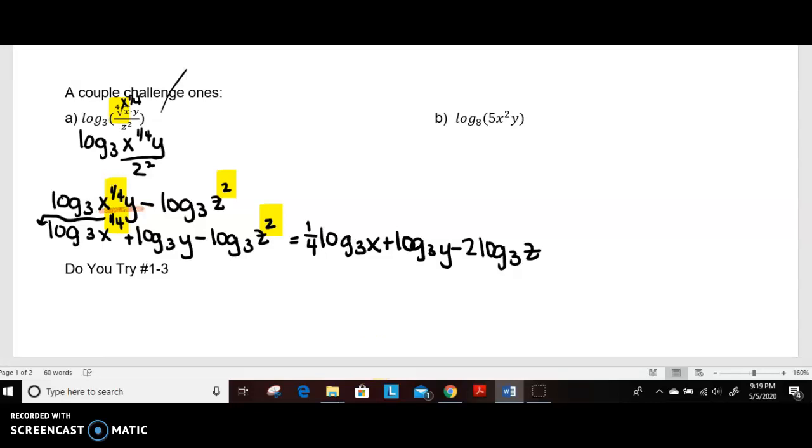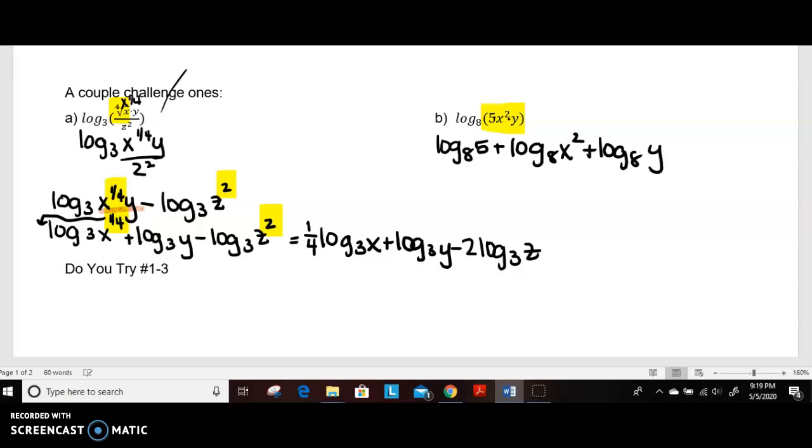Okay, on this next one, I have three things being multiplied by each other. So remember, I'm going to use that product property, which tells me that I can rewrite it as addition, plus log base 8 of x squared plus log base 8 of y.